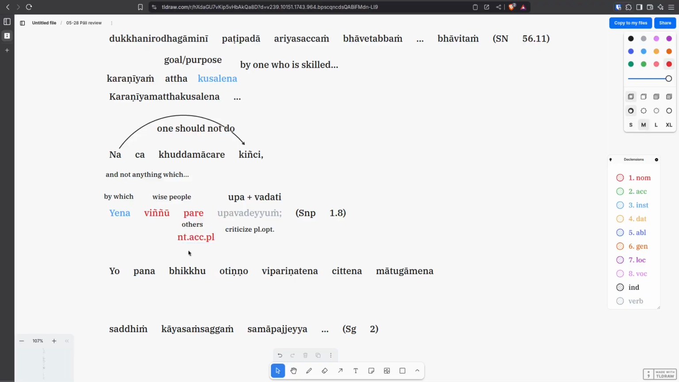I would have to look it up. Pare yena viññū pare upavadeyuṃ. Or maybe it's actually otherwise. The viññū are the wise people, but pare in that case would be the object. So the wise people would criticize others. In that case it would be the accusative. So the wise are doing upavadeyuṃ, and they are criticizing others.